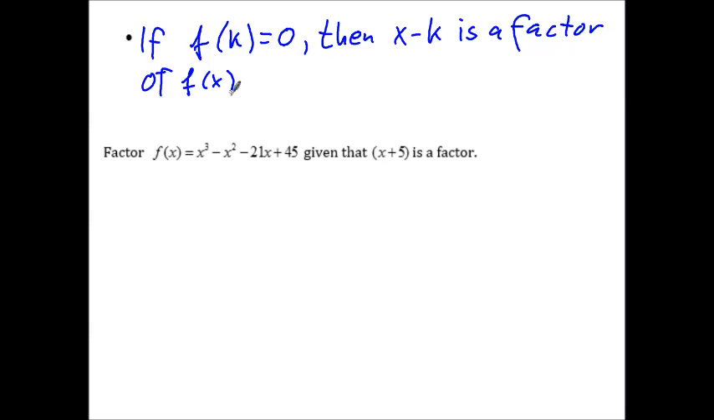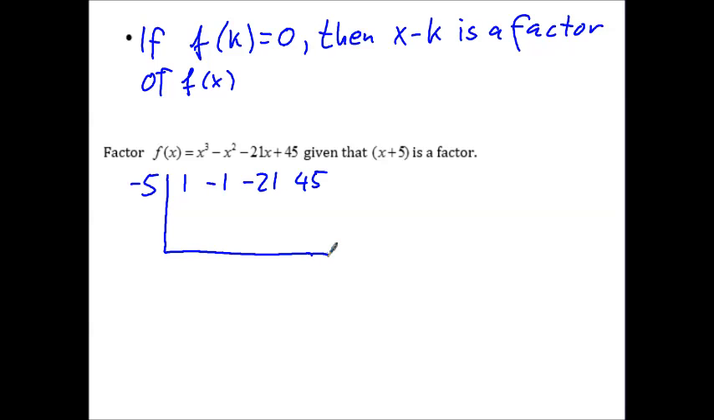Factor f of x is equal to x cubed minus x squared minus 21x plus 45, given that x plus 5 is a factor. We can set up our operation for synthetic division. Since we have a factor of x plus 5, we need to use the opposite of that. Negative 5 goes on the outside, and fill in our coefficients: positive 1, negative 1, negative 21, and 45.